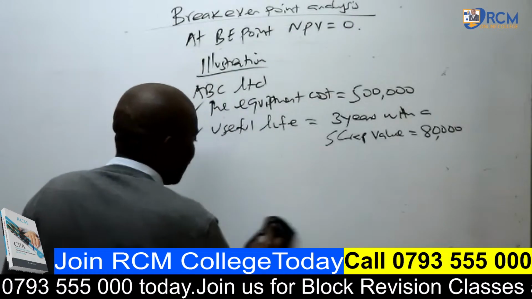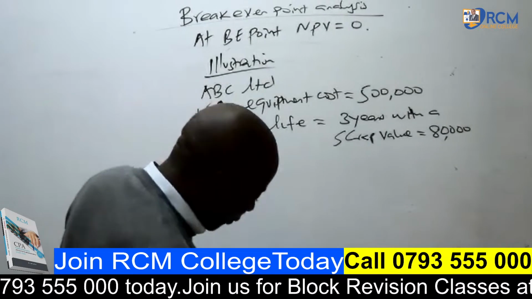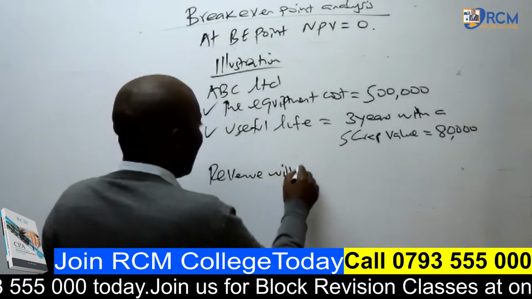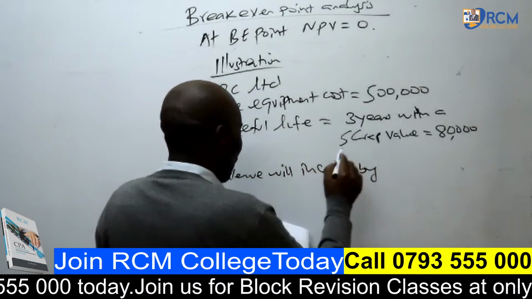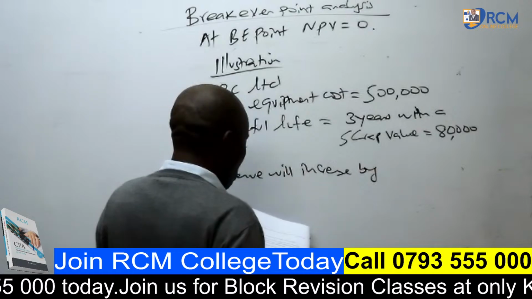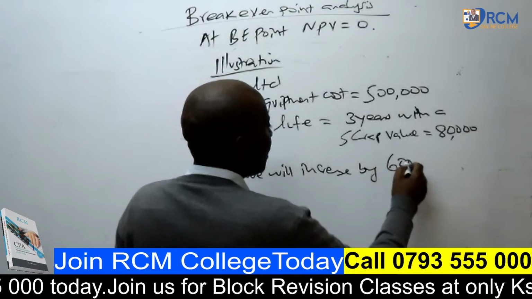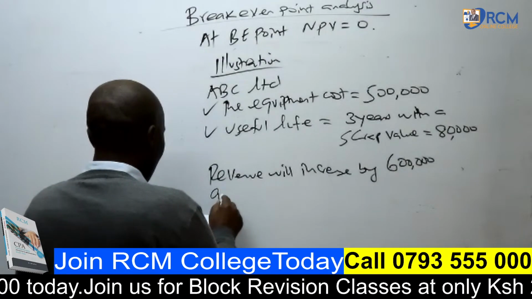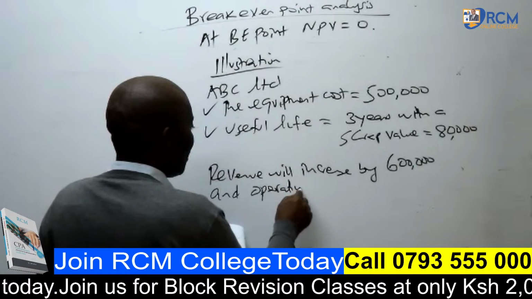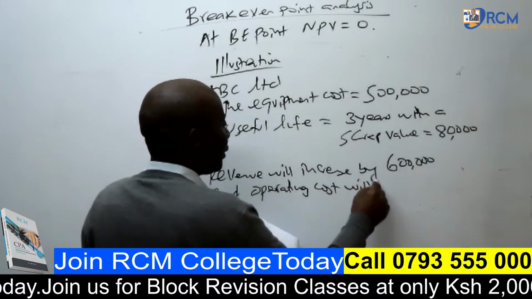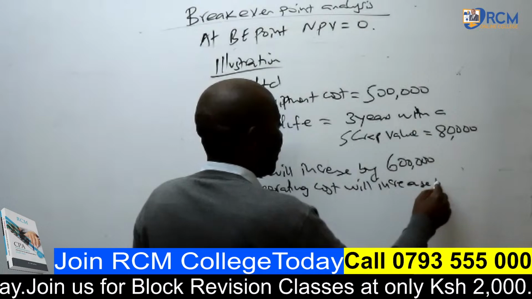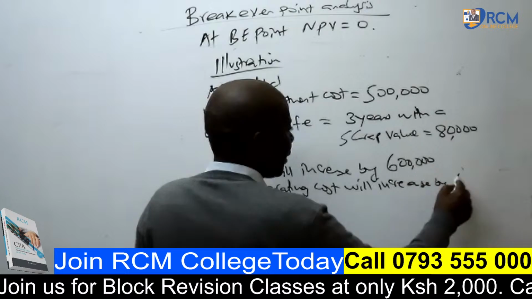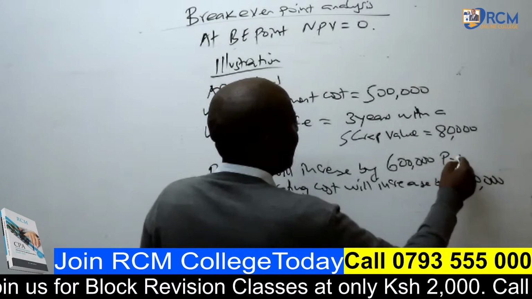So we are told here that once we acquire the equipment, revenue will increase by 600,000, and operating cost will increase by 400,000. This is per annum.